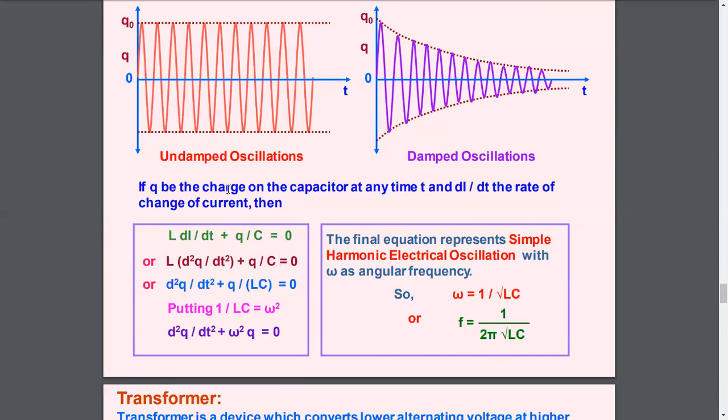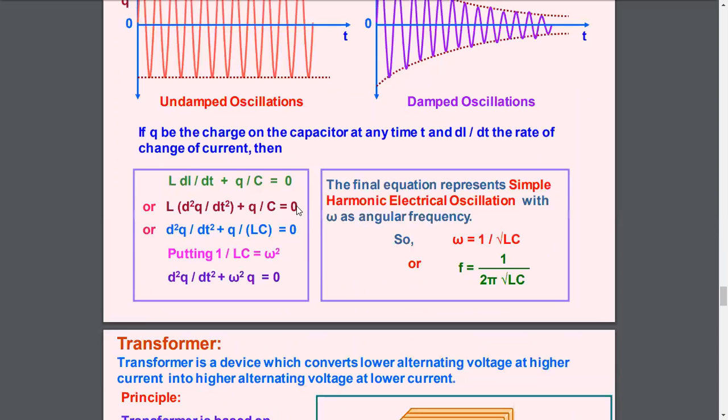If q be the charge on the capacitor at an instant of time t, and di by dt is the rate of change of current, because current is changing, alternating supply is there. So now voltage across the capacitor will be charge divided by capacitance, that is q divided by C, and voltage across the inductor will be L into di by dt. We have already learned that. So minus L into di by dt and minus q by C.